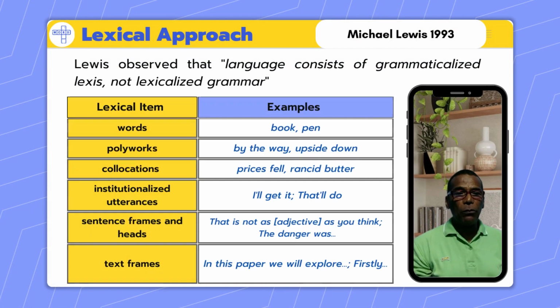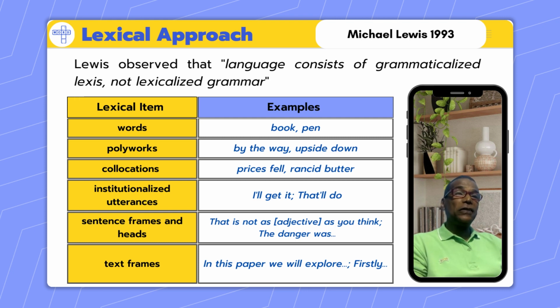Lexical approach is a way of analyzing and teaching language based on the idea that it is made up of lexical units rather than grammatical structures. The units are words, chunks, formed by collocations and fixed phrases. Lewis observed that language consists of grammaticalized lexis, not lexicalized grammar. Let us take a look at this chart.